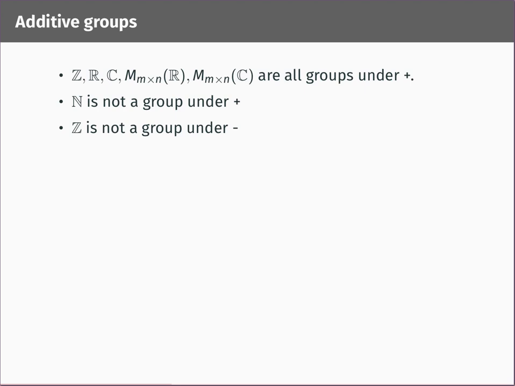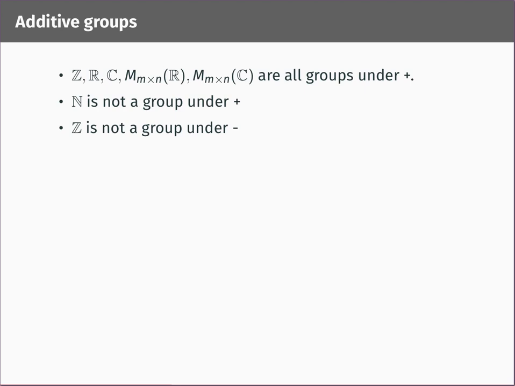On the other hand, N is not a group under plus. So the reason that N is not a group under plus is, well, let's check the axioms. First of all, when you're checking something as a group, you actually have one extra thing which people often forget about, which is that the definition of a group is that you have a set and a binary operation on that set satisfying the three group axioms.